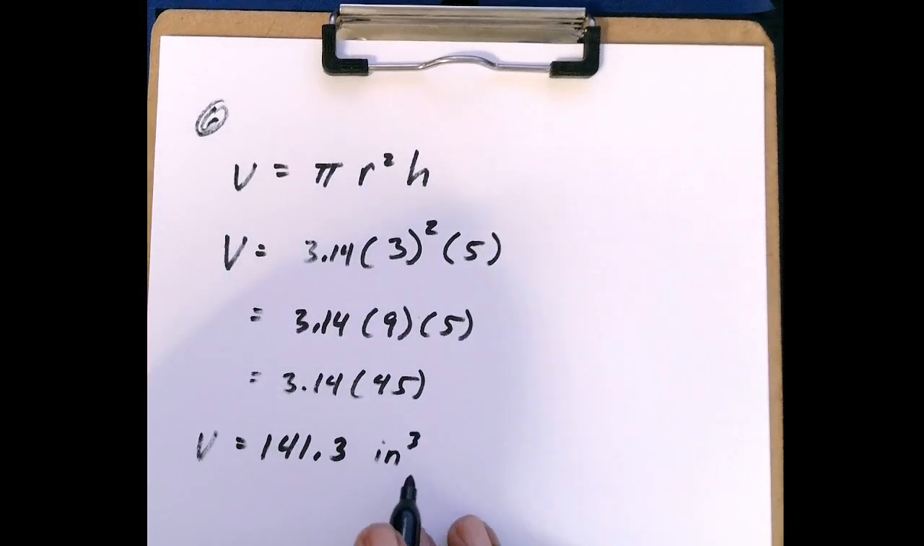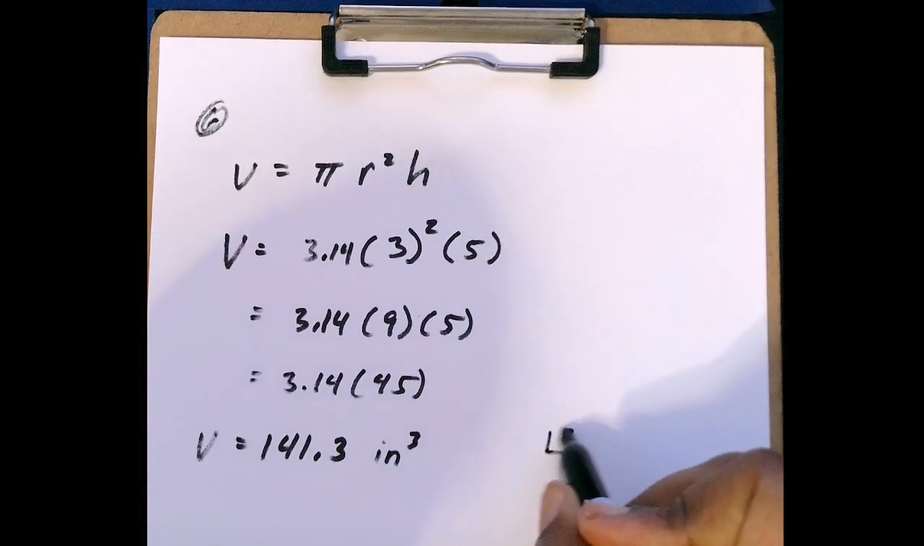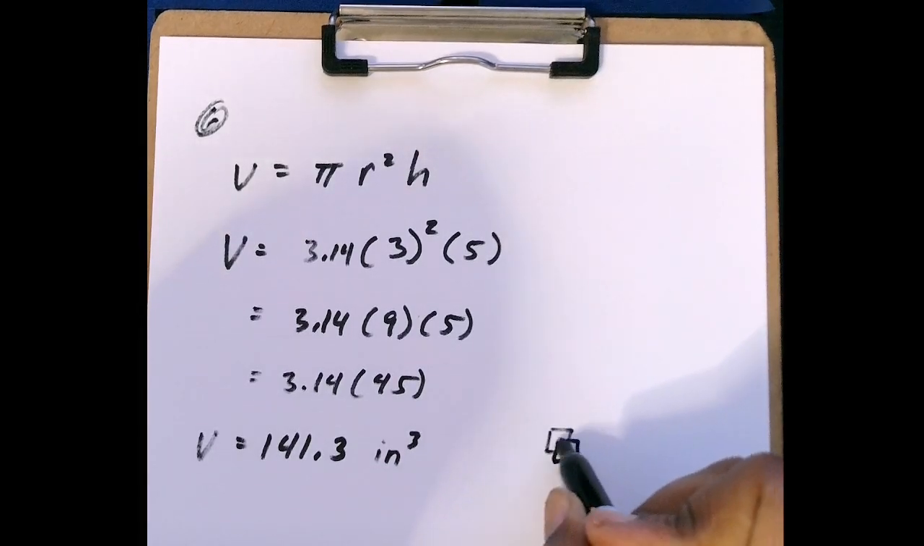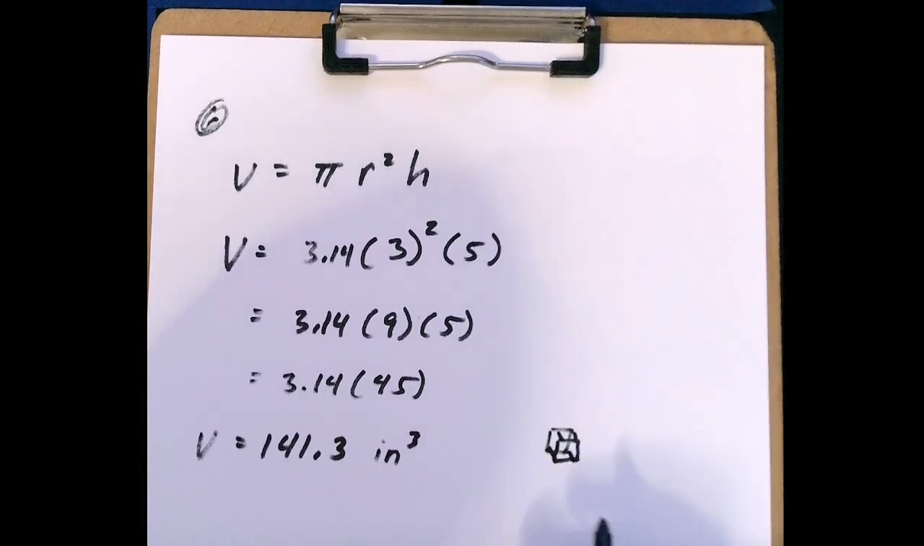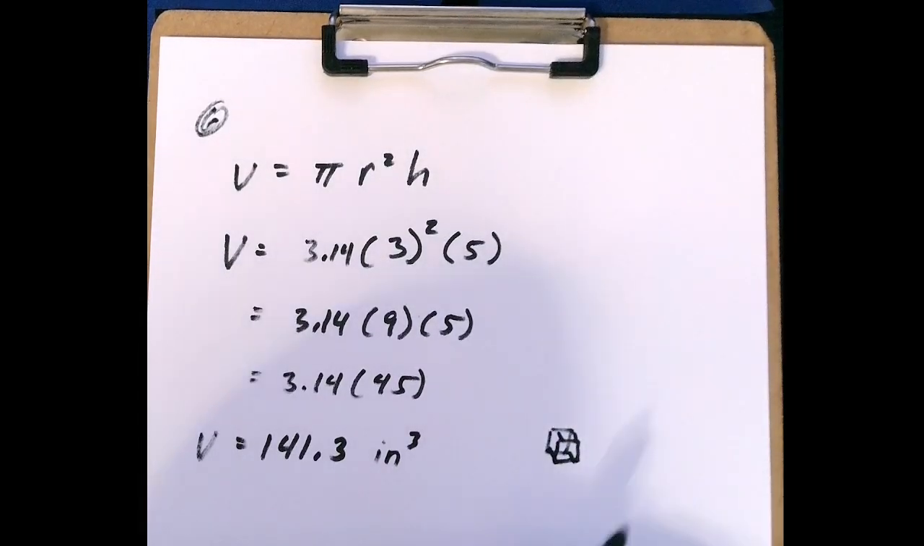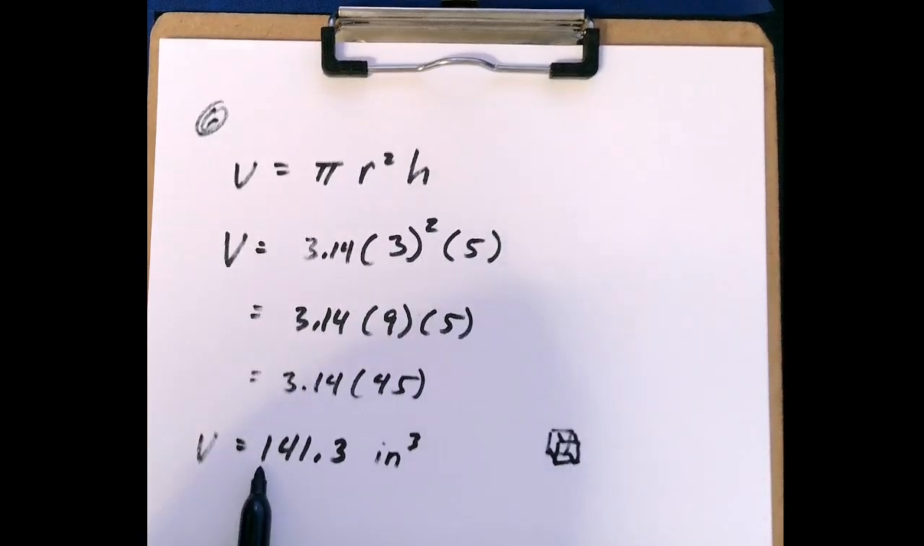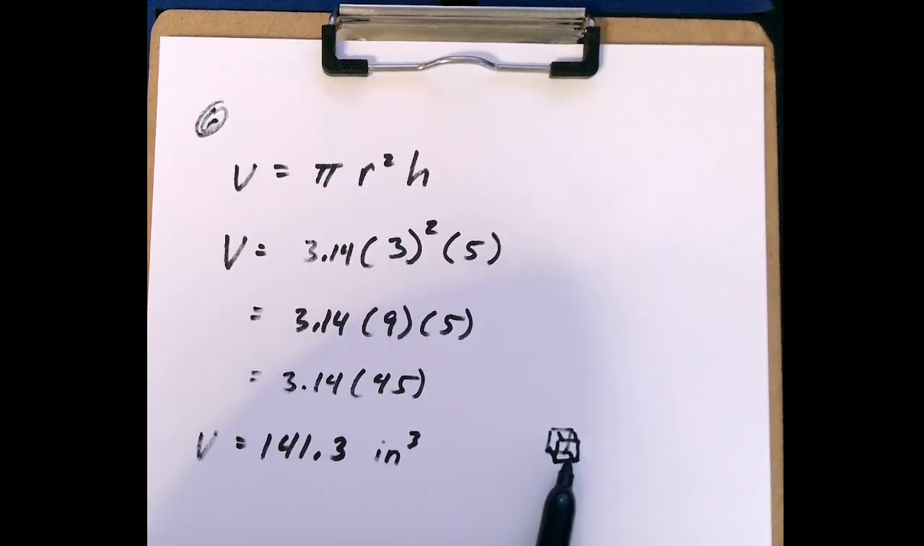And the reason why I'm saying cubed is because volume measures how much space. Space is measured by these little cubes that measure how much space there is inside anything. And so we know that this right here, inches cubed, that's an inch cube right there. That's what it looks like. And there's 141 of these in that can.